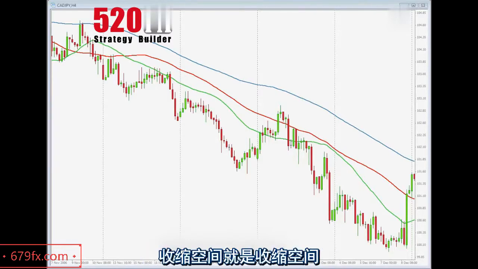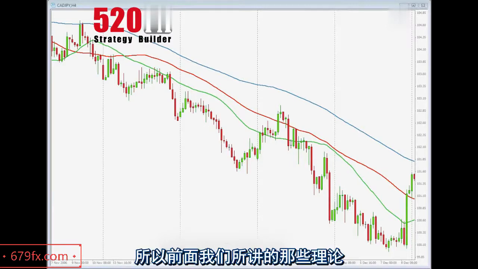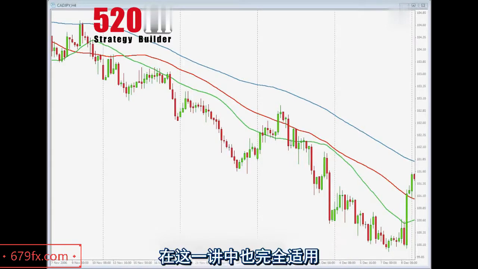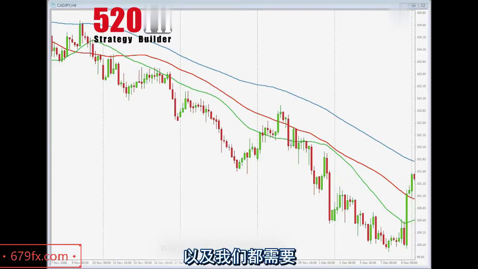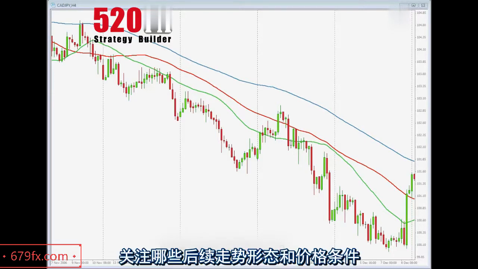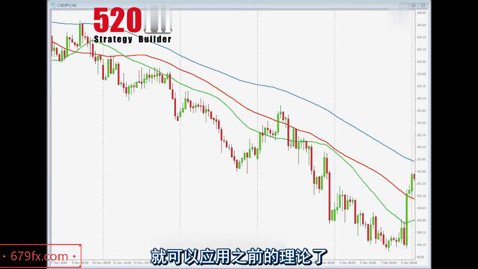At the end of the day, a congestion area is just a congestion area, no matter whether it takes the shape of a triangle, range, or a flag. So most of the trading principles we've reviewed in previous videos do apply to flag formations. What I'm going to be doing here is simply laying out what a flag is, what type of price conditions we want to be searching for, and then you will be able to apply the same trading principles you've reviewed in the previous videos.